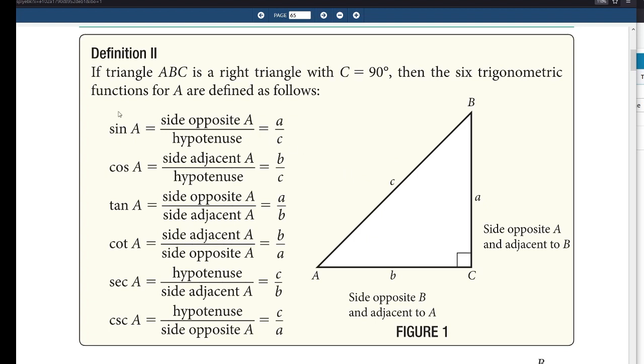So in this way, we can define the sine of A to be the side opposite of A over the hypotenuse. So here's our angle A. So this is saying the side length over here would be a, so that's the opposite over hypotenuse, right? And you can remember this.